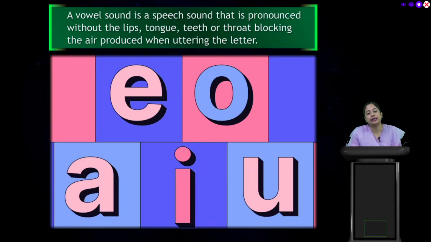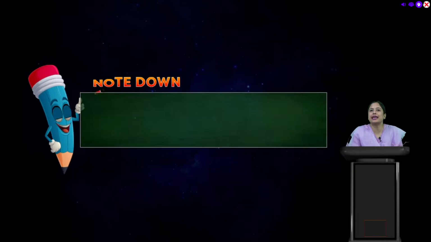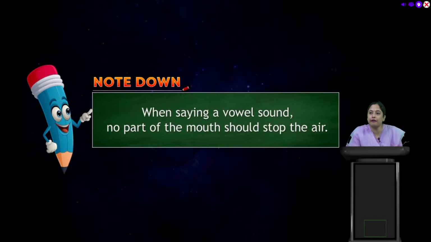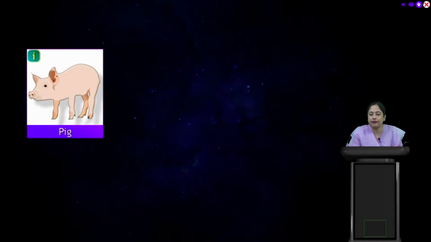Yes, we say these letters without using our lips, our tongue, our teeth, or even our throat to block the passage of air, which happens mostly when we pronounce the consonant letters like pa, ma, ba, la. So when we produce consonant sounds, there is constant mouth movement. That is not the case in vowel sounds. So when saying a vowel sound, no part of the mouth should stop the air. That's how we produce the vowel sounds.